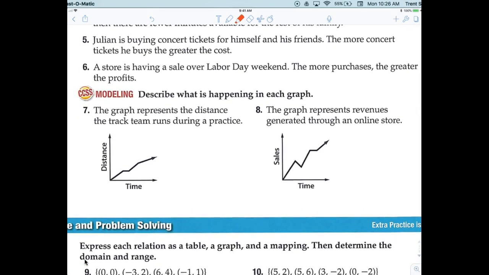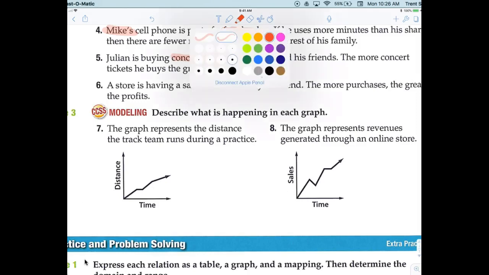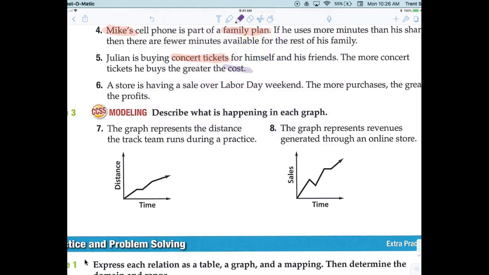All right, for number 5. Julian is buying concert tickets for himself and his friends. The more concert tickets he buys, the greater the cost. Tell me. No, that's okay. Come on. It doesn't matter. Remember, right or wrong, it doesn't matter. You're trying. So what 2 things are we talking about for this one? Tickets, I would agree with you. And what else? And the cost. That's exactly correct. So which one is the X and which one is the Y?